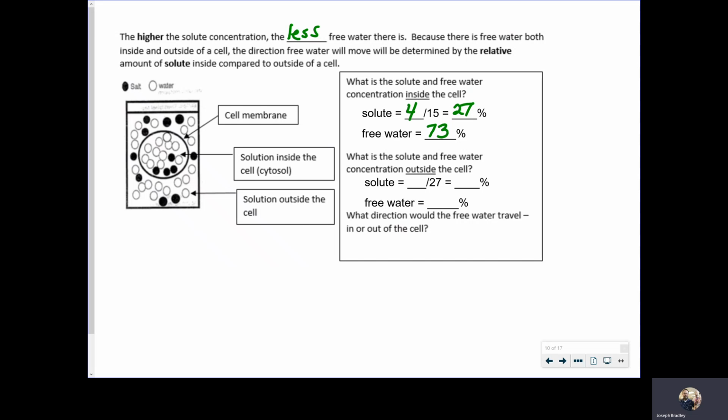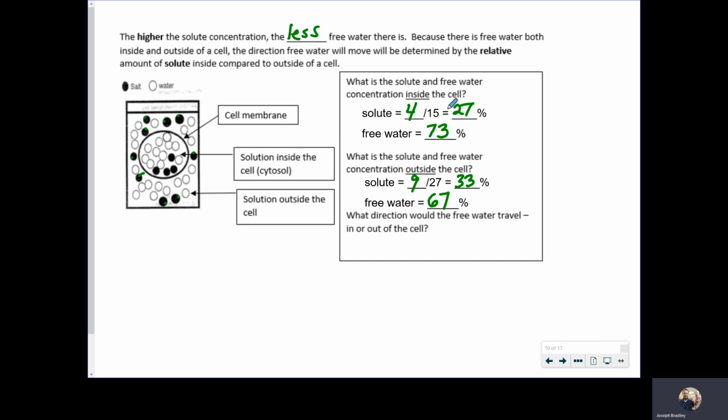So what's the solute and free water concentration outside the cell? How many salts do I have? 1, 2, 3, 4, 5, 6, 7, 8, 9. 9 divided by 27 is 33%. So the amount of free water is then going to be 67%. So where is there more free water?